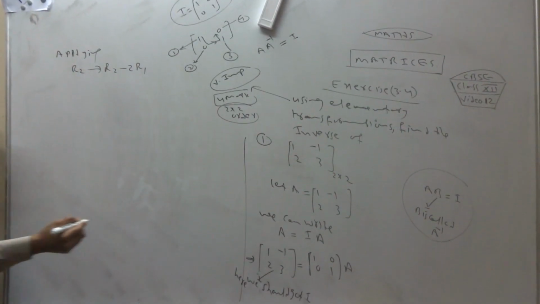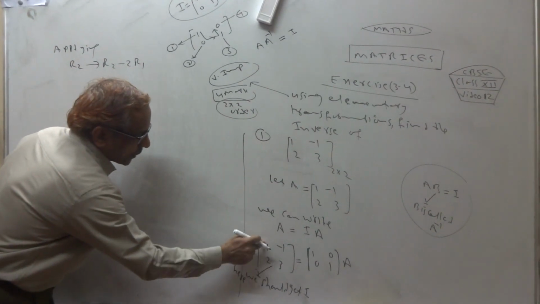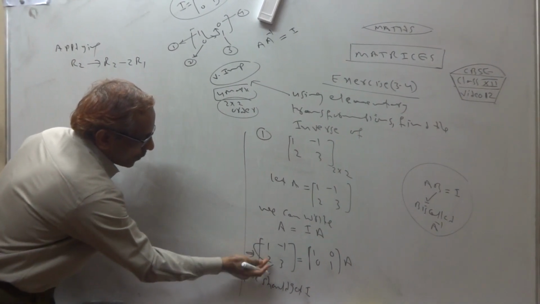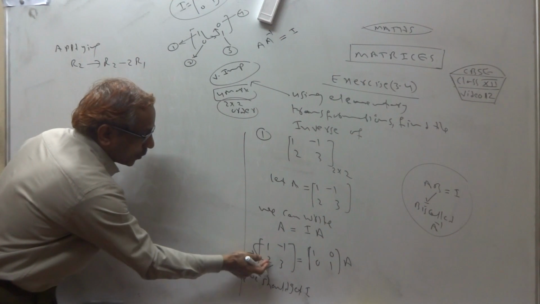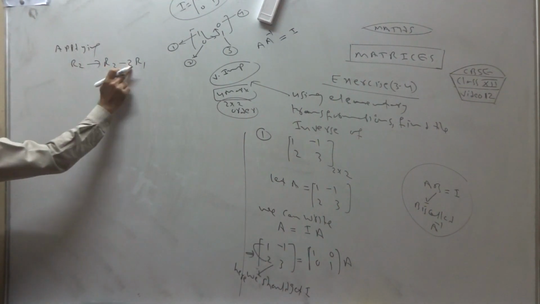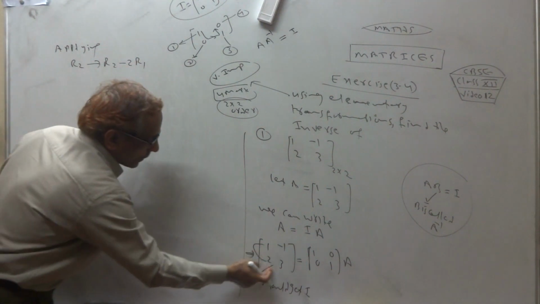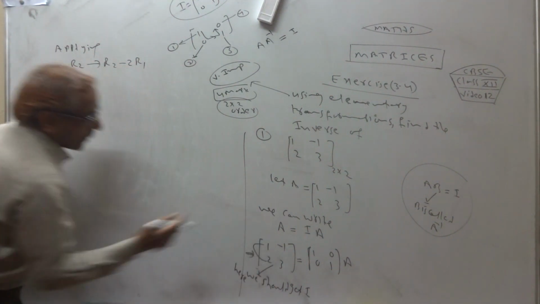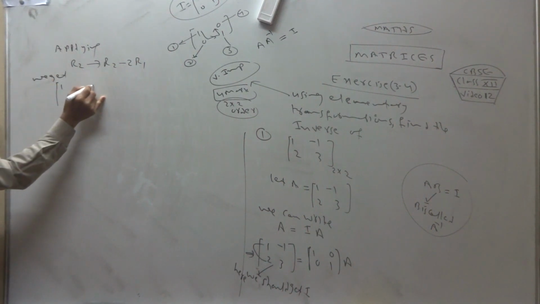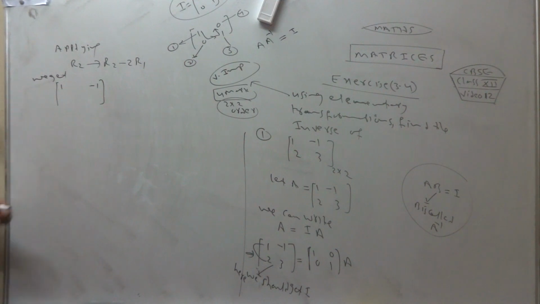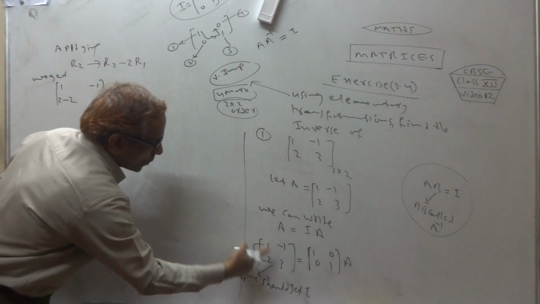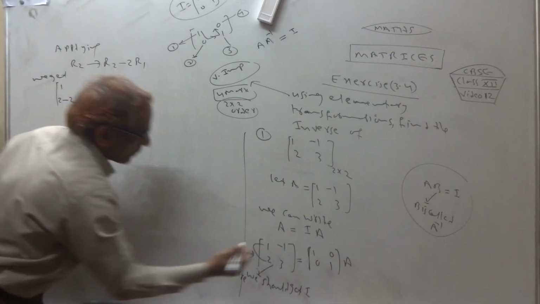What is the meaning of that? 2 minus 2 ones are 2. See, row 2 minus row 1. What is 2 minus 1? I get 1. But 2 minus 2 ones are 2. I get 0 here. Row 2 minus 2 R1. So the complete row 2 will change.